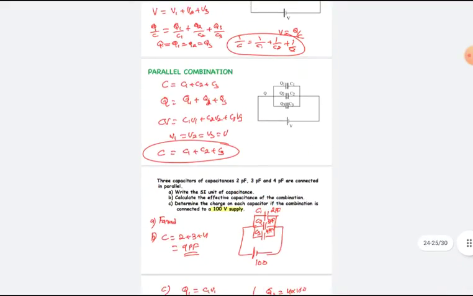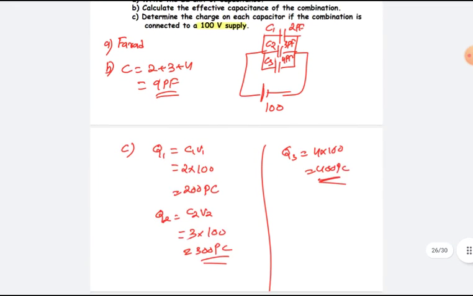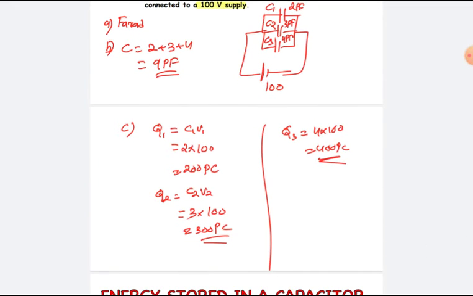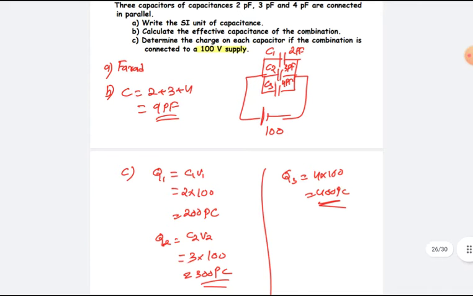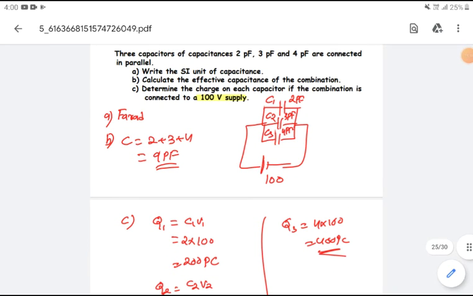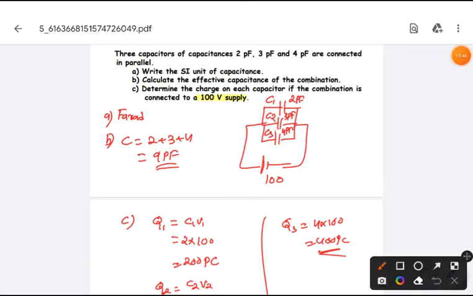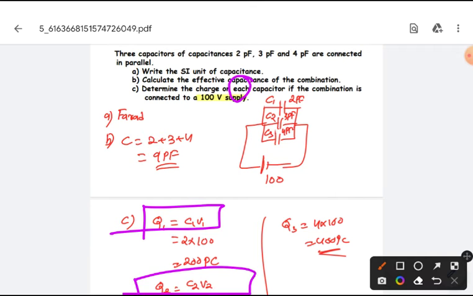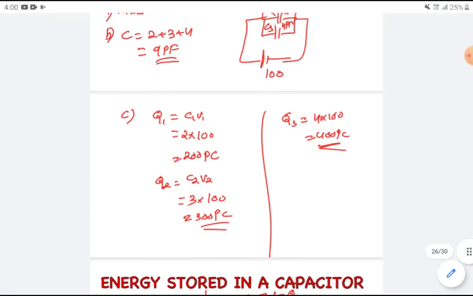The next is, I forgot to say one thing. That is the most important thing while doing this question. It is said in the question, determine the charge of each capacitor. So you have to find Q1 is equal to C1 V1, Q2 is equal to C2 into V2, Q3 is equal to C3 into V3.